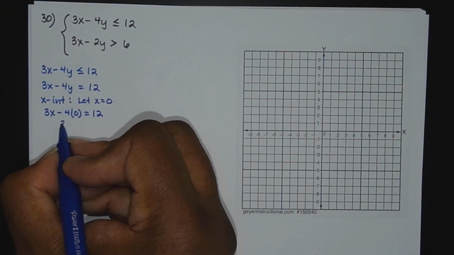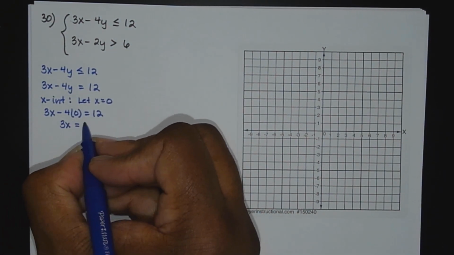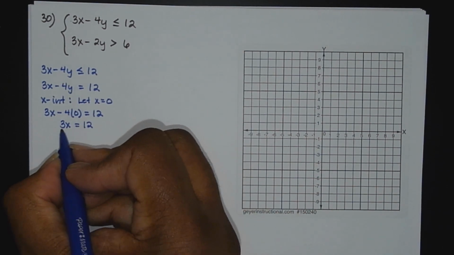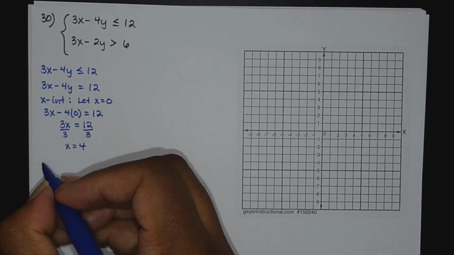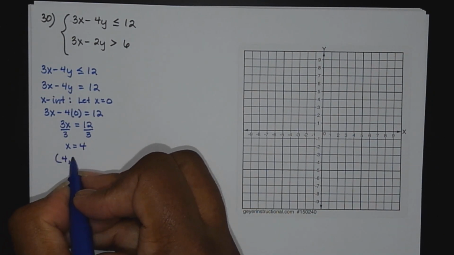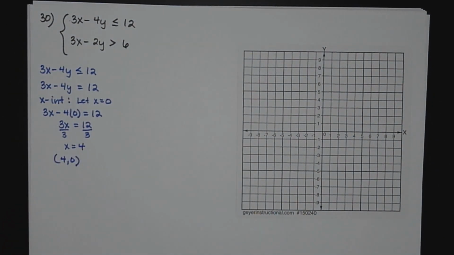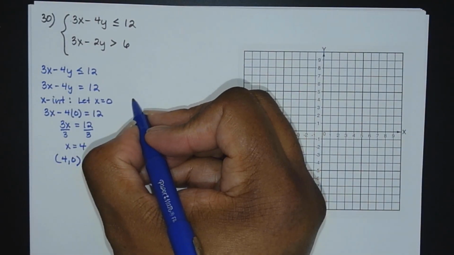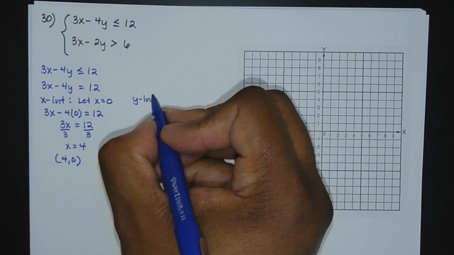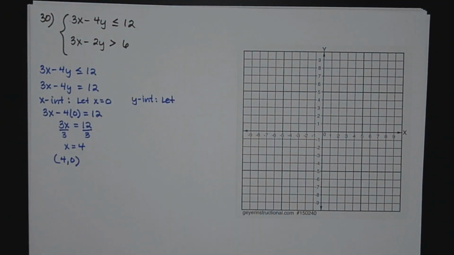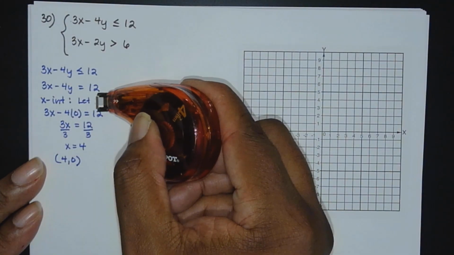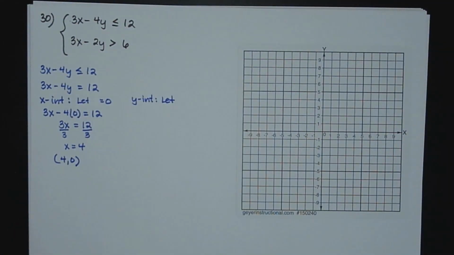4 times 0 will give you 0, so it'll be 3x is equal to 12. And of course, x has to be equal to 4. My x-intercept would be 4, 0. And then for the y-intercept, and I said this all wrong, that should be let y equal 0 for your x-intercept. For your y-intercept, you let x equal 0.